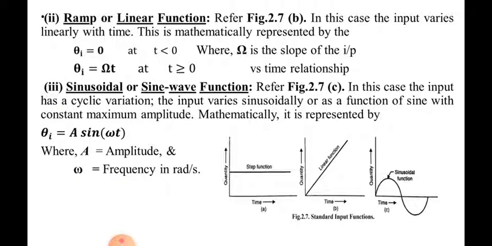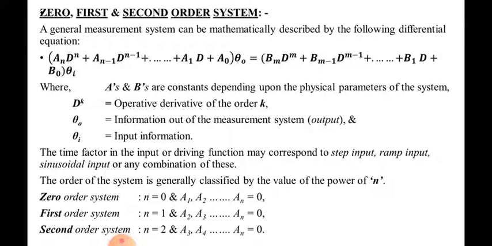Okay, I think all of you have understood how the ramp or linear function and the sinusoidal or sine wave function will work. So the next topic we have to start is zero, first and second order systems. For understanding the zero, first and second order systems, we have to understand what a generalized measurement system is. A system can be mathematically described by the following differential equation.